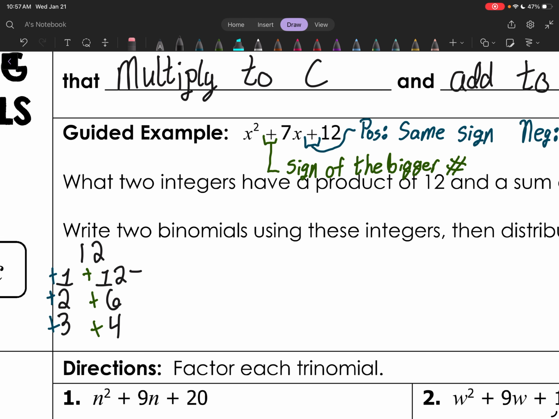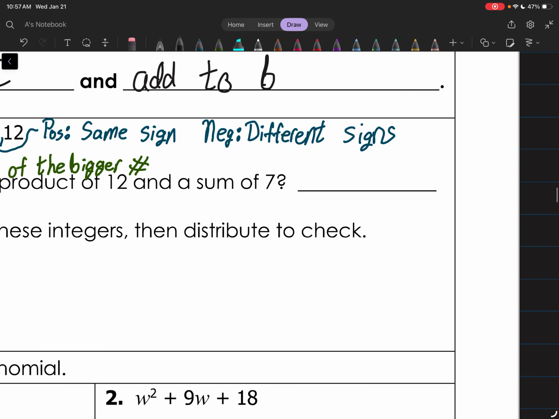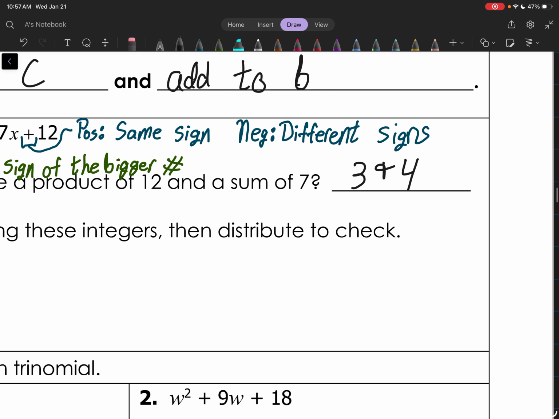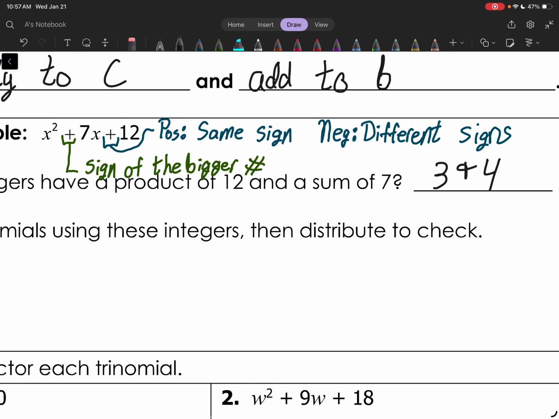Now let's add these. 1 plus 12 is 13. 2 plus 6 is 8. 3 plus 4 is 7. I was trying to add to 7. 3 and 4 are my numbers. Now let's write this out as two binomials. X plus 3, X plus 4.